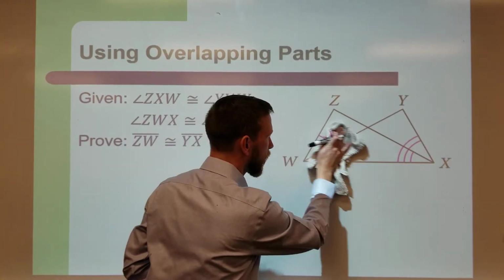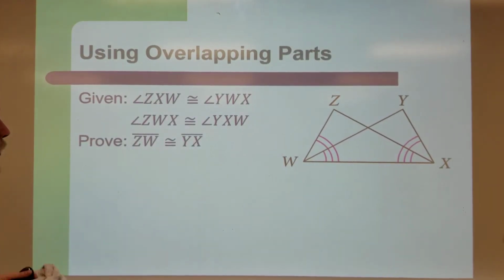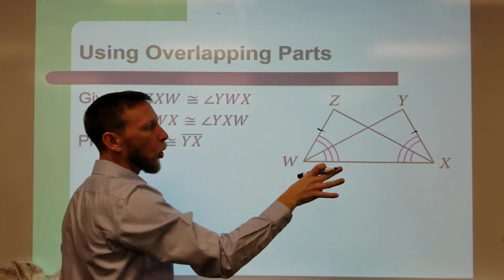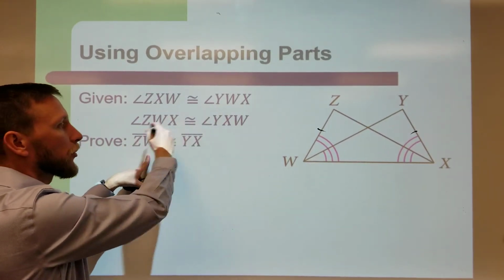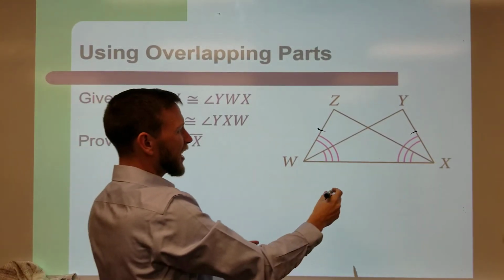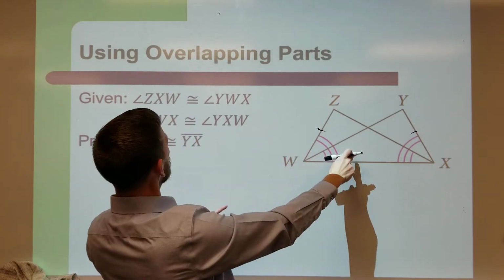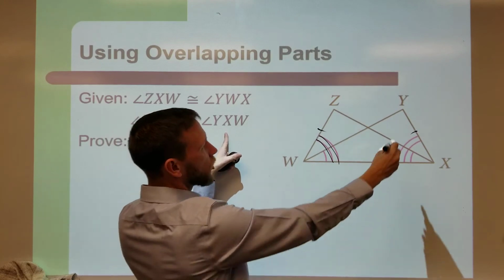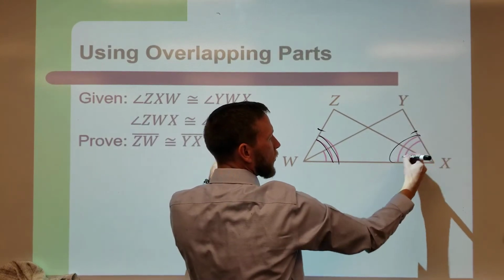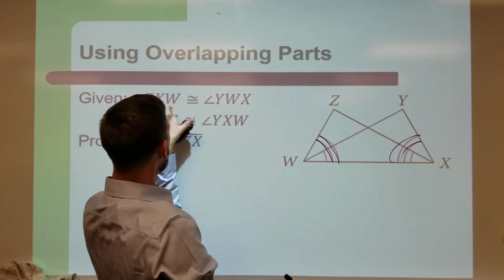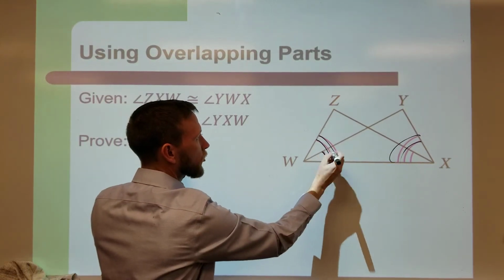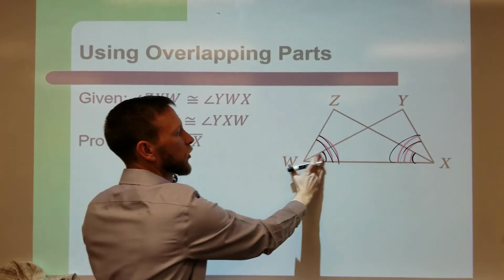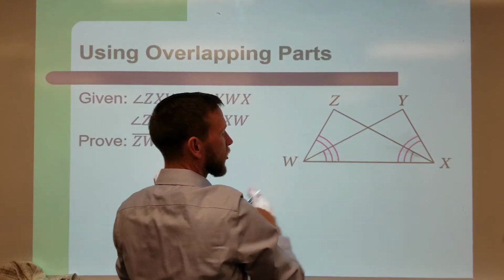In this particular situation, I want to prove that ZW is congruent to YX. That's my goal. I don't have that information yet, but this is what I'm going to prove. I am given that the big angle at W, ZWX, the one that's marked twice here, is congruent to the big angle at X, YXW. I'm also given that the little angles at W, YWX and ZXW, are congruent to each other. That's what those markings and these given statements are saying.